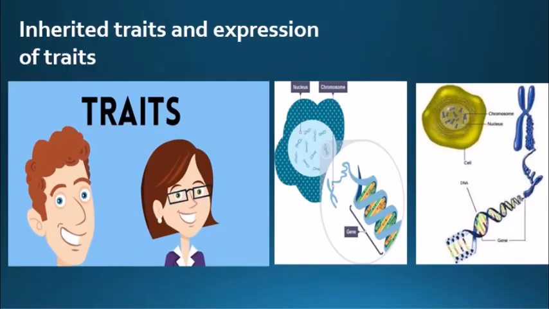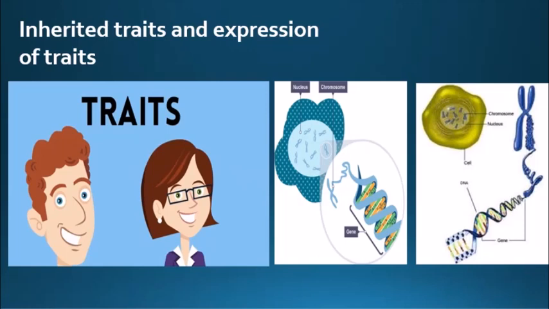Now, there can be two types of trait that can be transferred. First is the inherited trait and second is the expression of trait. If I talk about the inherited trait, it is the trait which we inherit from our parents. For example, you inherit your skin color from your parents. So this is called an inherited trait that you have gained from your parents. Next is the expression of the trait, how those traits are expressed in you.